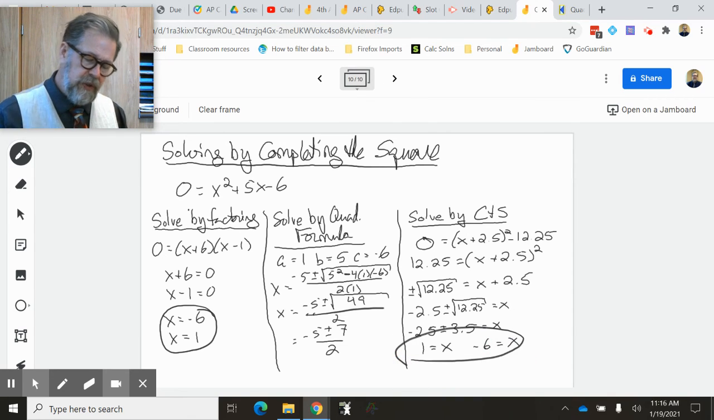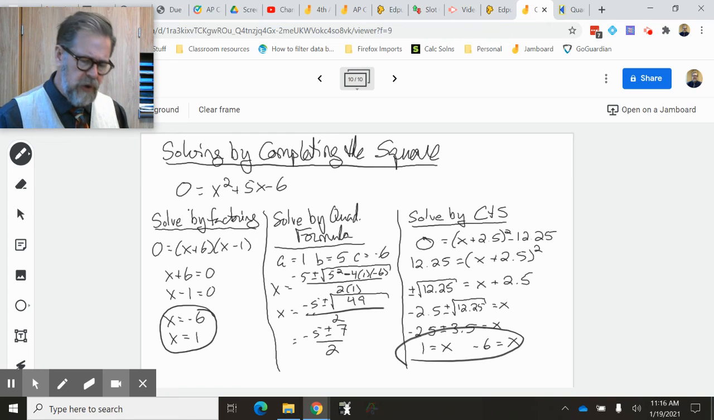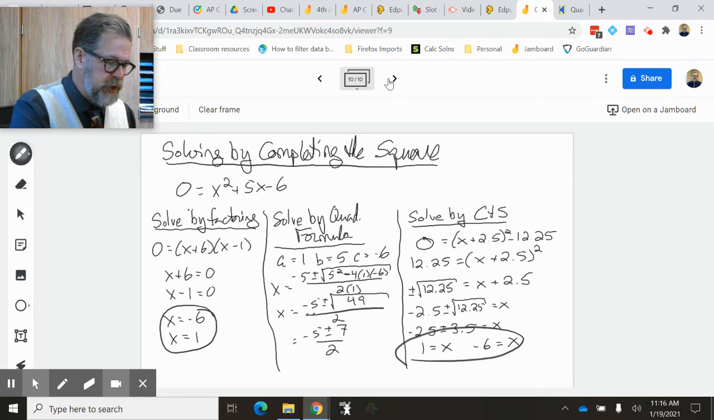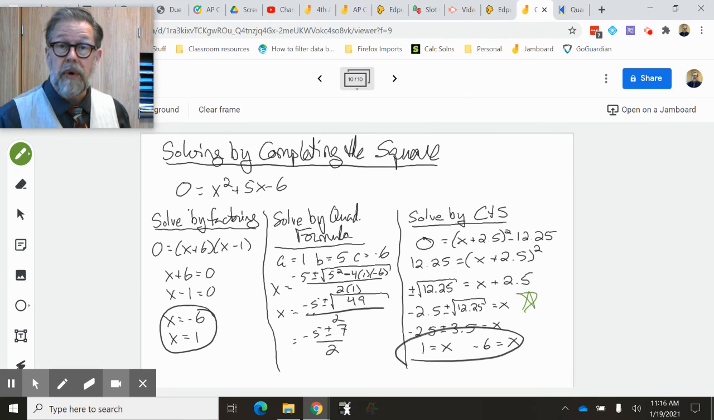Notice that I got the exact same answers that I got when I factored and when I did the quadratic formula. So this can be a pretty quick way to solve one of these problems. If I didn't have a calculator, especially, I could have stopped right here. If it didn't factor, this is a lot easier maybe than the quadratic formula.